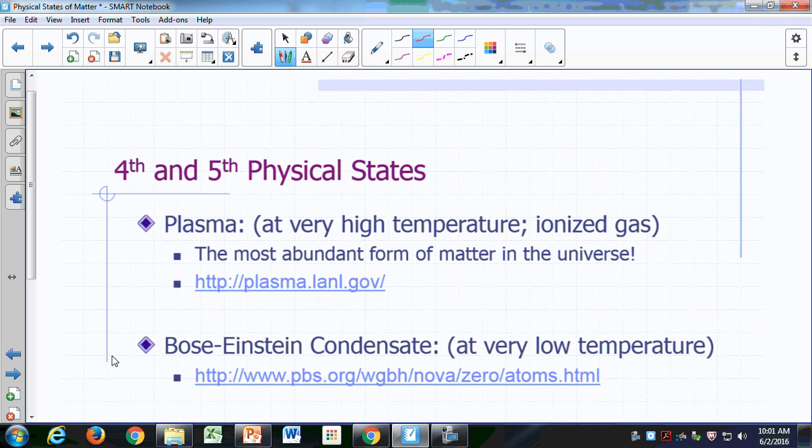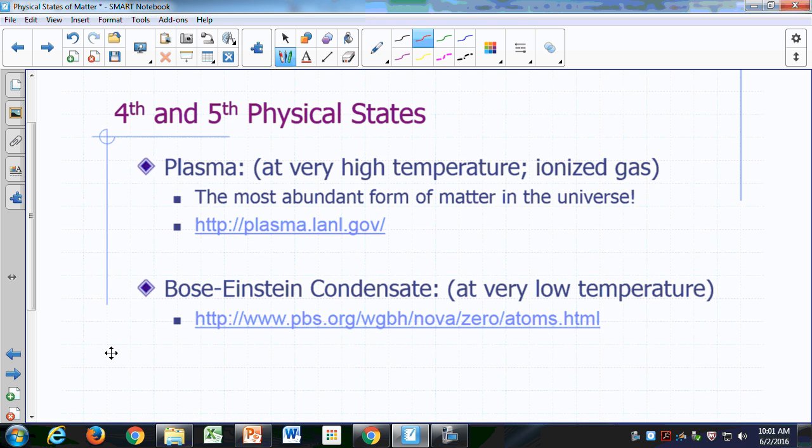And just as a comment, there are two other physical states of matter that we're not going to deal with very much in this class. That's the fourth and fifth physical states. Plasma is what happens at very high temperatures, like in the stars. Plasma is really just a gas, except that it's so hot that the atoms are ionized. The electrons are able to separate from the nuclei. In fact, plasma is the most abundant form of matter in the universe. It's in the stars. If you want more information about that, just do a Google search for plasma. LANL here is Los Alamos National Laboratory.gov.